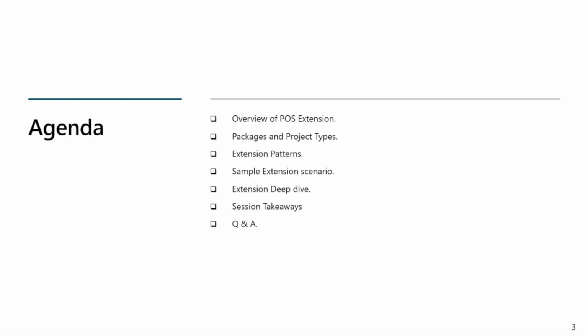Then after that, we'll cover the extension patterns: what the different extension patterns in POS are, and for which scenario you should use which pattern. Then we'll do a deep dive with a sample extension scenario. We have taken a sample scenario, and for that scenario we try to touch most of the common extension patterns. We'll do a deep dive on all those patterns and how you code them. This will be a deep dive technical session on how you code for the sample scenario, but the main goal is to showcase the different extension points in the new SDK and how you can develop them. At the end, we will finish with some Q&A and key session takeaways. With that, I will get started.